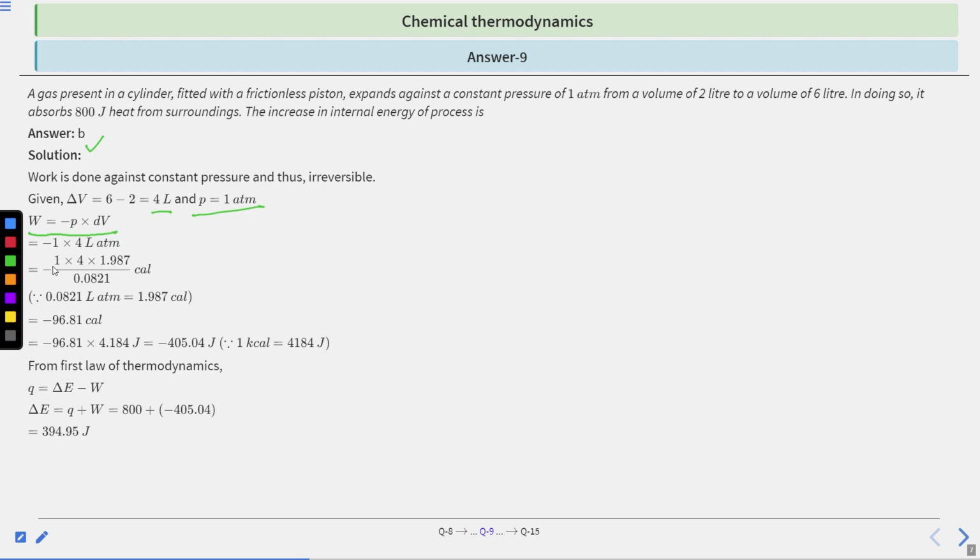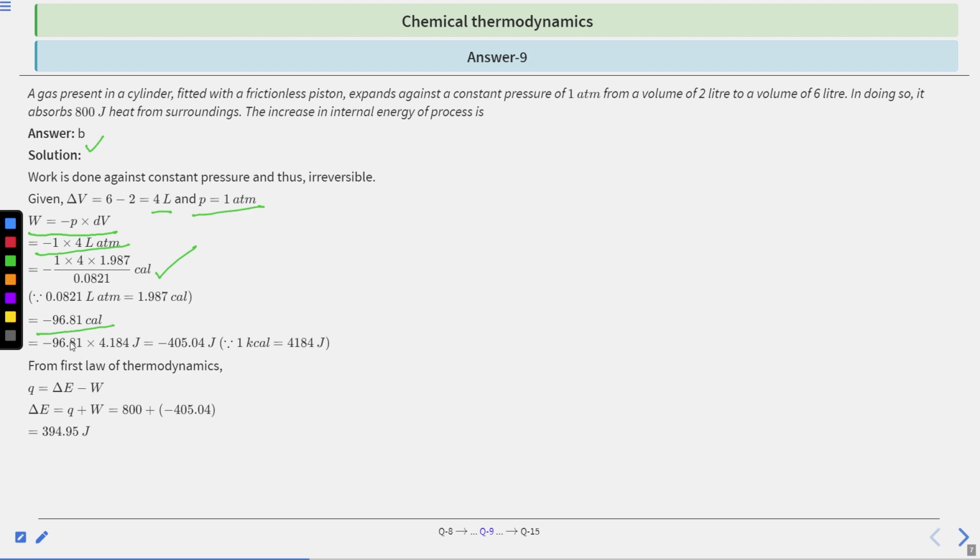So it will be minus of 1 into 4 multiplied by 1.987 divided by 0.0821 calorie. So we just change the unit from liter atmosphere to the calorie, and we know that 0.0821 liter atmosphere equals 1.987 calorie. So this much liter atmosphere will be equal to this much calorie. And on solving this equation, we have W equals minus 96.81 calorie, and we can convert it into joule.